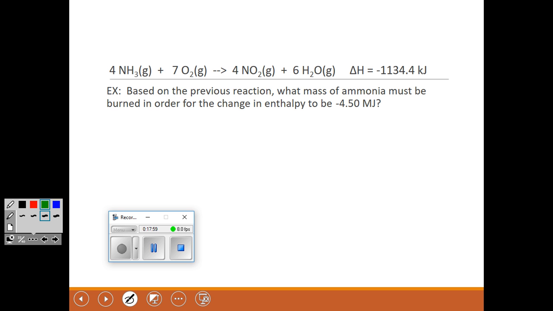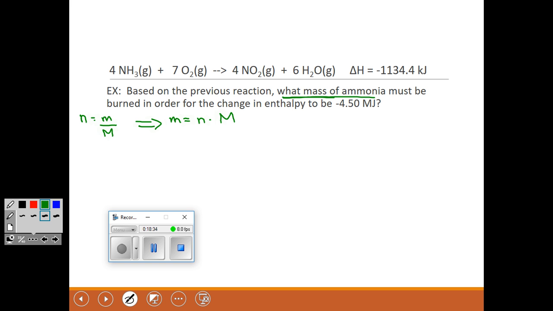Now this example, same reaction. We're going to talk about ammonia, so we already know the molar enthalpy of ammonia. We are looking for what mass of ammonia. So I say to myself, well, if I want to figure out mass, we just used this formula. I should be able to rearrange that so that I can find mass. And that's what I'm going to do. So that's my goal. I want to calculate the mass of ammonia.